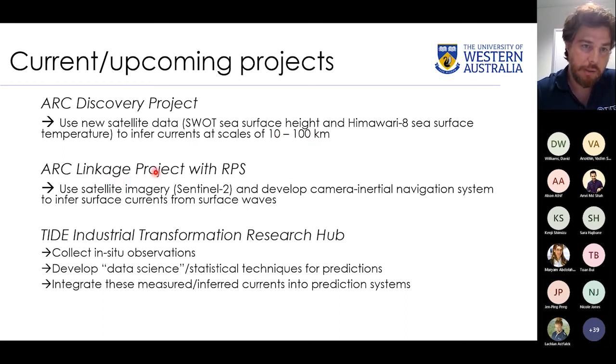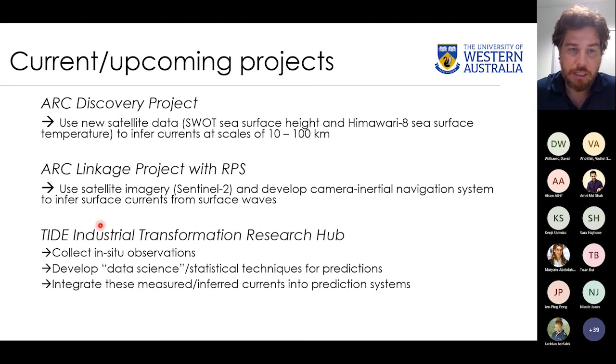The second project that's just received funding is this Linkage project with RPS as an industry partner, and that's using satellite imagery and aerial imagery from a camera system, which is to be developed. And that's about inferring surface currents using that imagery of surface waves. I'll show you examples of that.